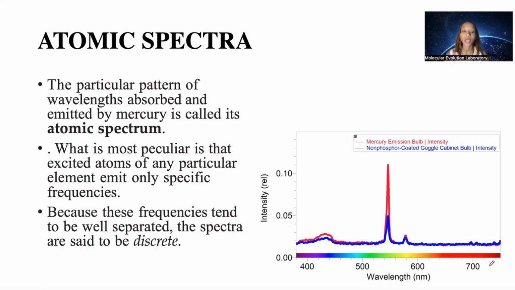What is most peculiar is that excited atoms of any particular element emit only specific frequencies. So excited atoms will only emit specific frequencies. So it's like fingerprinting. Because these frequencies tend to be well separated, the spectra are said to be discrete. This is basically just showing the intensity of a mercury emission bulb between 500 and 600 nanometers wavelength. So around this wavelength, there's a significant increase in intensity.